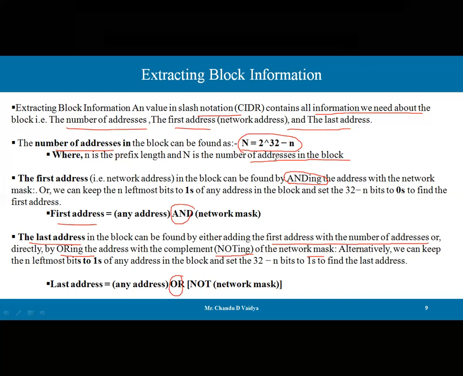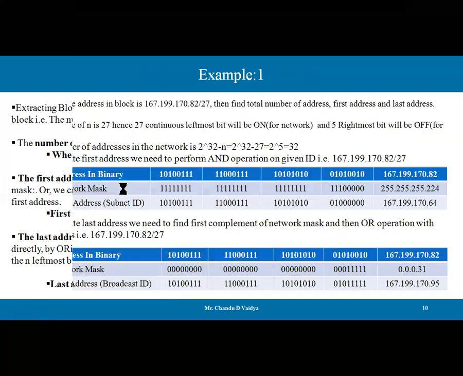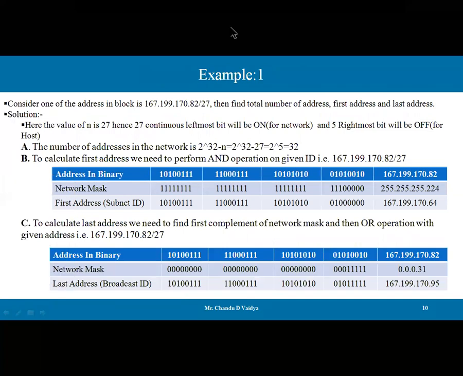Let's work out how this is going to be applied. So let's say a simple example, guys. Consider one of the addresses in the block, that is 167.199.170.82/27. This is very important: whenever there is a value given after the forward slash, that value needs to be considered for solving any numerical. So here the value of n is 27, as we discussed in the formula.